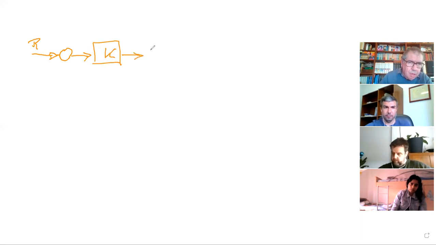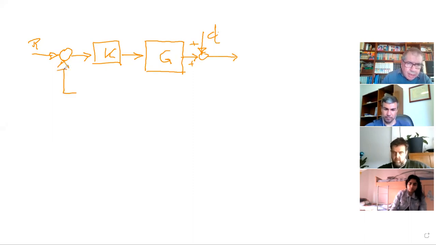And we have our G, but then we have an extra signal, which is our disturbance D. And this adds. You can say, well, I can have D at the output or D at the input. Can happen. Let's consider it at the output. And then we have the feedback. This is a feedback controller.